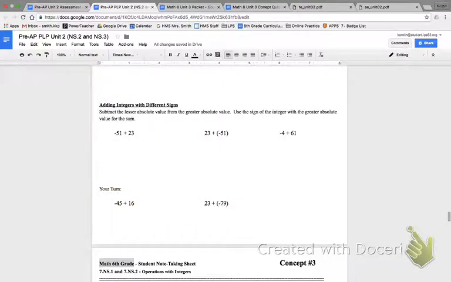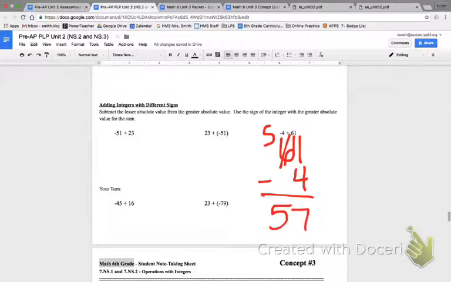All right, let's do this third one together. Negative 4 plus positive 61. Because they have different signs, I'm actually going to subtract their absolute values. So 61 minus 4. I get 57. And my answer is going to be positive 57 because positive 61 has a greater absolute value than negative 4. All right, so now I want you guys to try the last two. Go ahead and pause the video, work them out, and get an answer. Then when you're ready, start it back up and let's compare and see how you did.